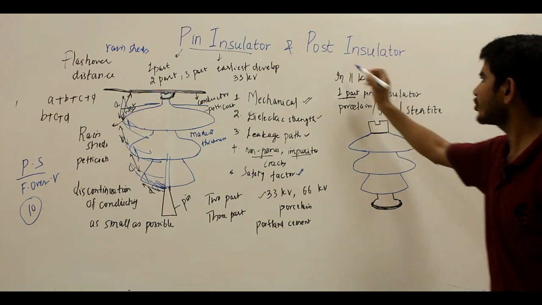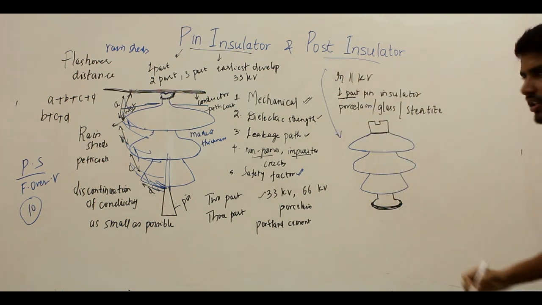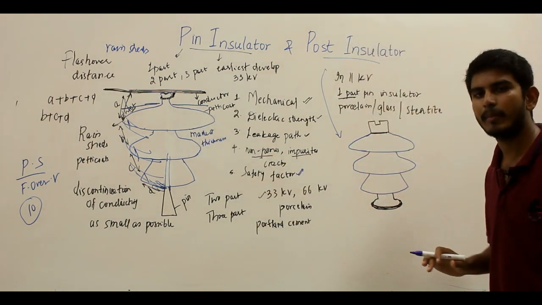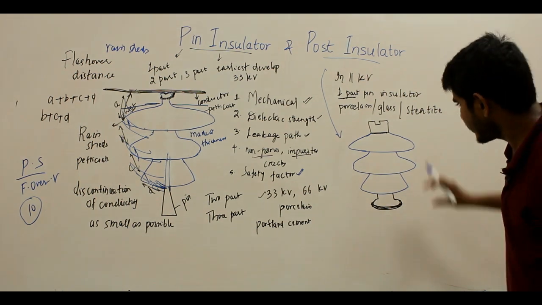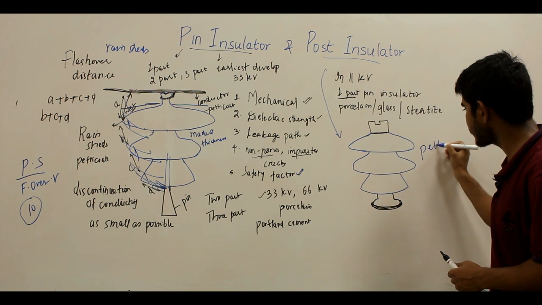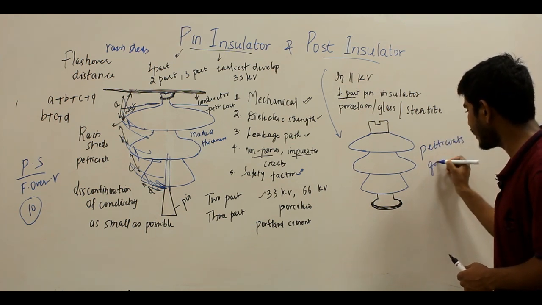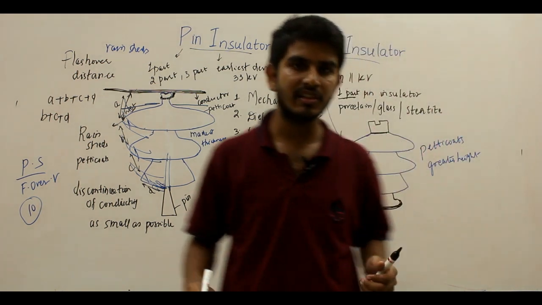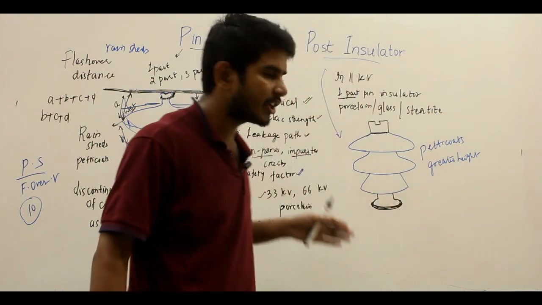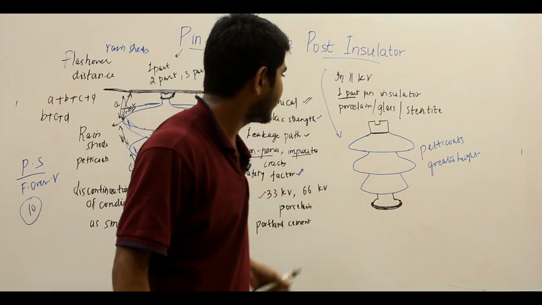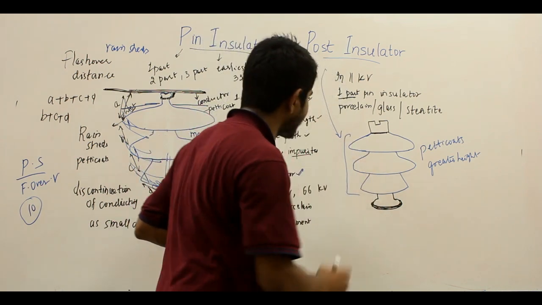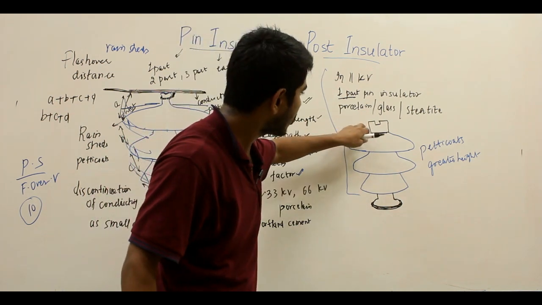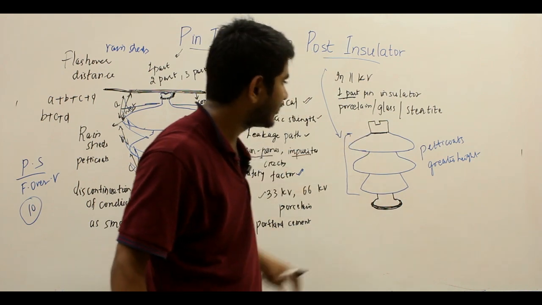Now talking about the post insulator, this is how your post insulator looks. The post insulator can be said to be similar to the pin insulator, but this can be used for higher voltage applications, and it has a higher number of petticoats. That means greater height, and it can be used for high voltage applications. These types of insulators can be mounted on the supporting structures horizontally as well as vertically. And you can see this is a single piece of porcelain with metallic fixing arrangements provided at the top as well as the bottom.